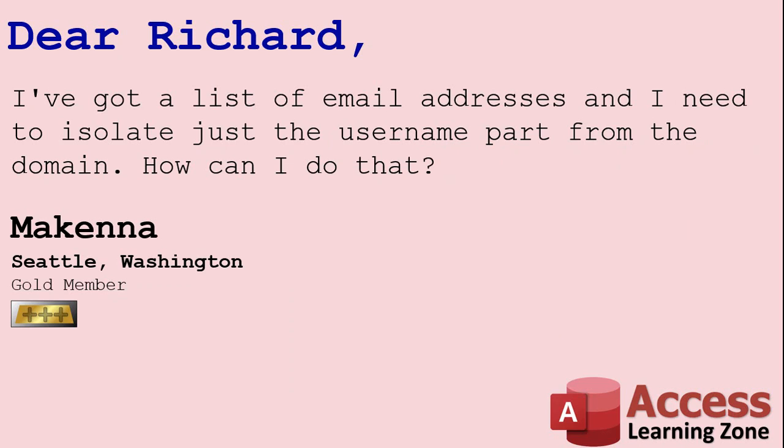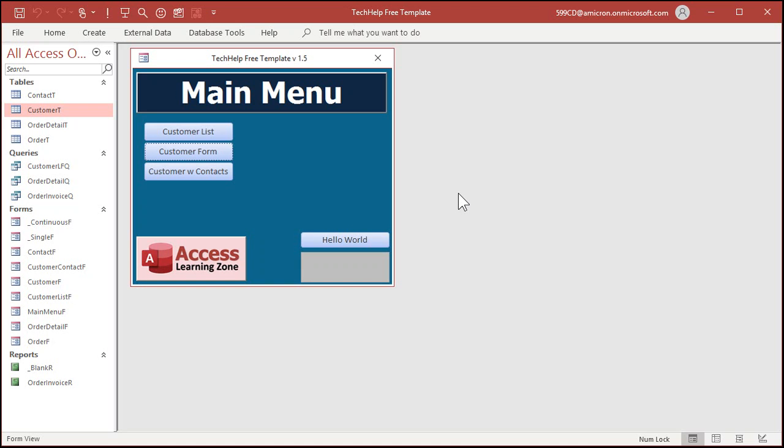Today's question comes from McKenna from Seattle, Washington, one of my gold members. McKenna says, I've got a list of email addresses and I need to isolate just the username part from the domain. How can I do that? Well, let's take a look how to do that.